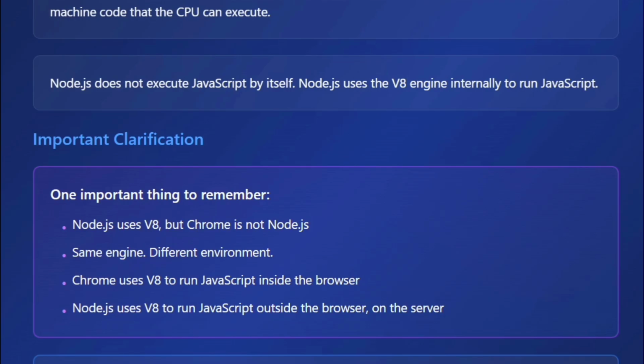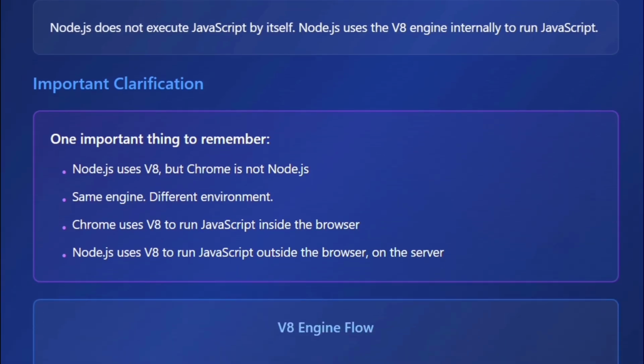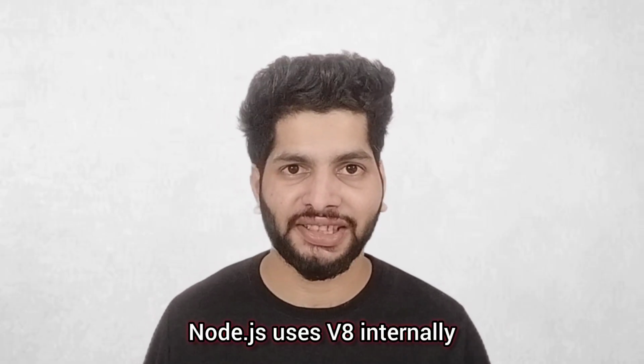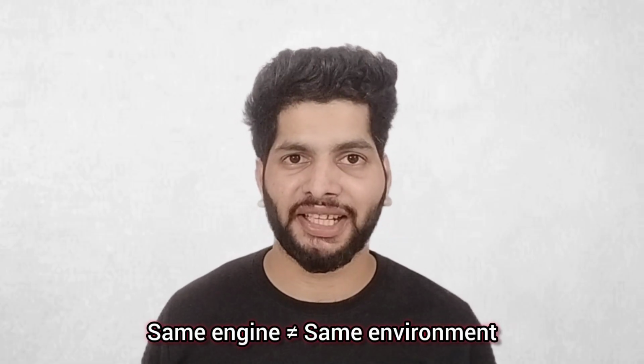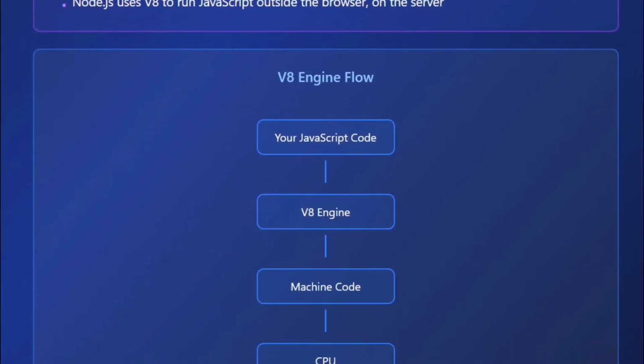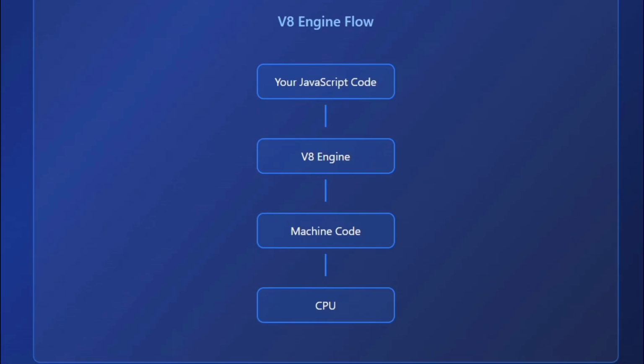So Node.js does not execute JavaScript by itself. Node.js uses the V8 engine internally to run JavaScript. One important thing to remember, Node.js uses V8, but Chrome is not Node.js. Same engine but different environment. Now listen carefully, Chrome uses V8 to run JavaScript inside the browser, but Node uses V8 to run JavaScript outside the browser, that is on the server side.